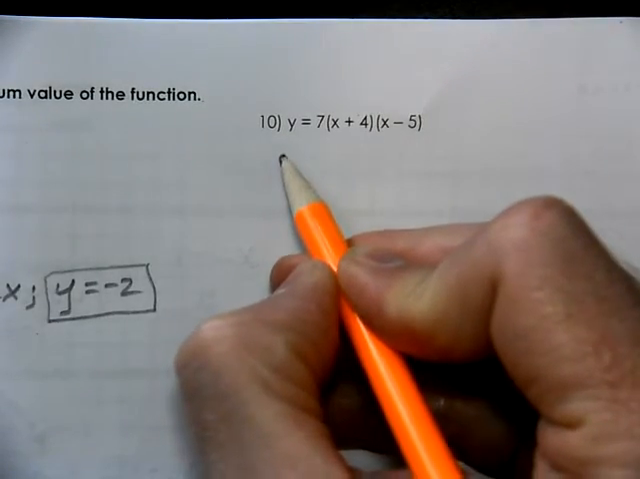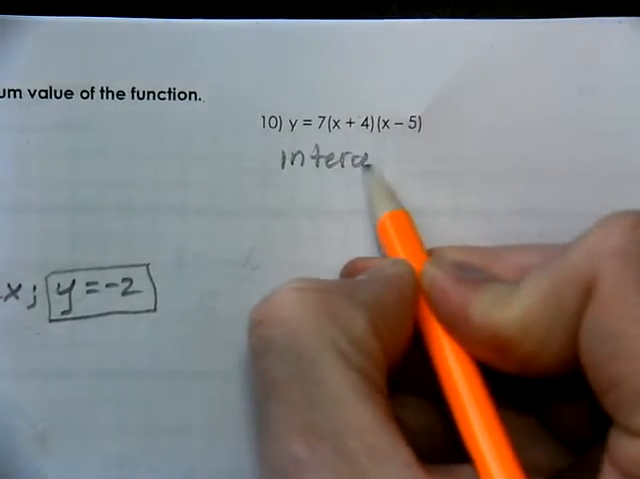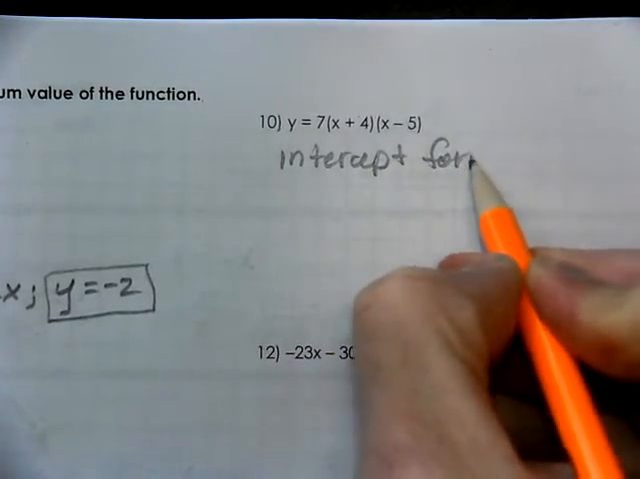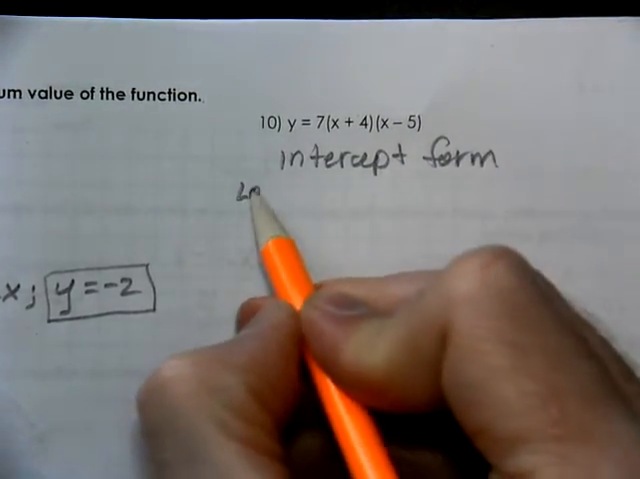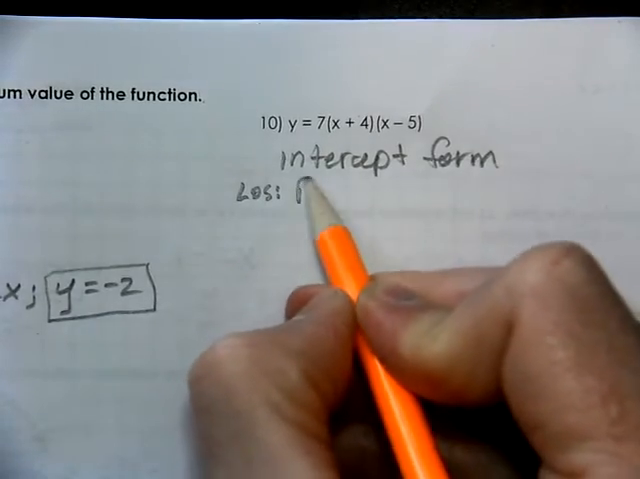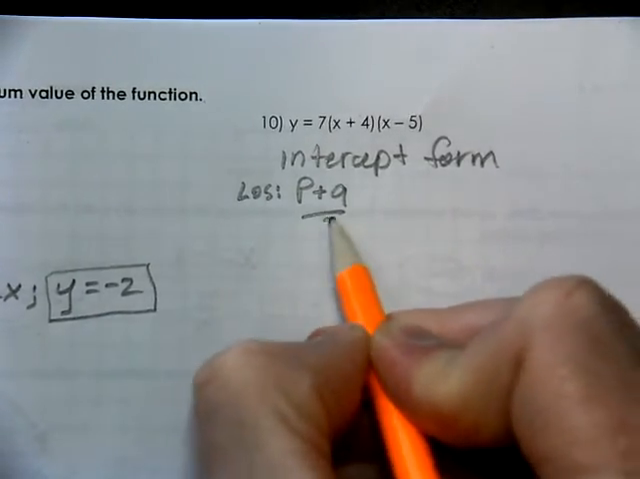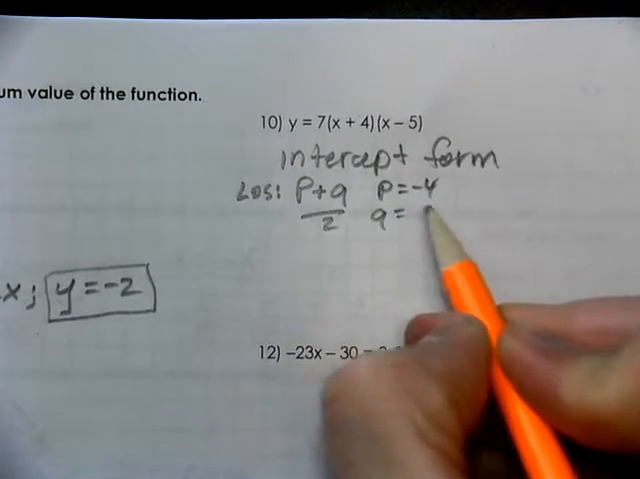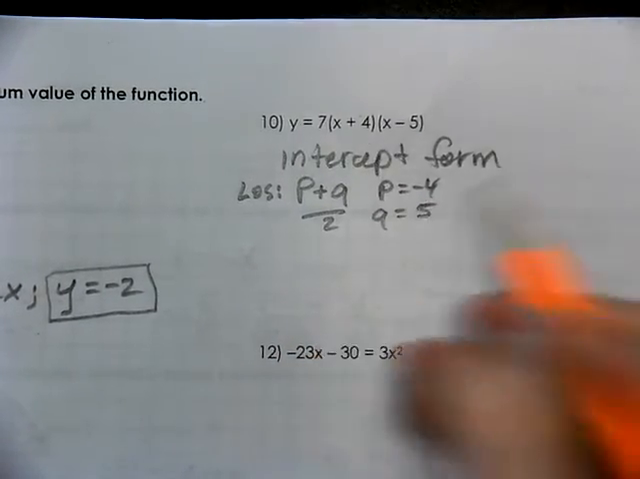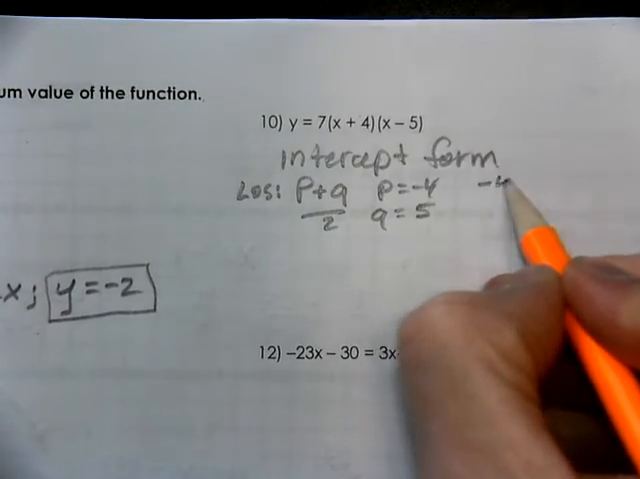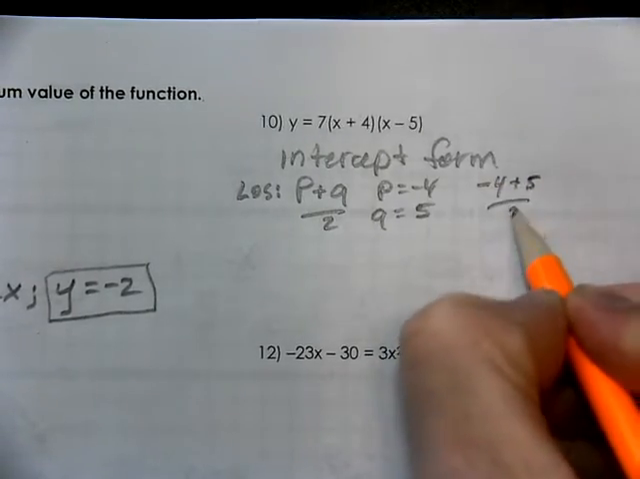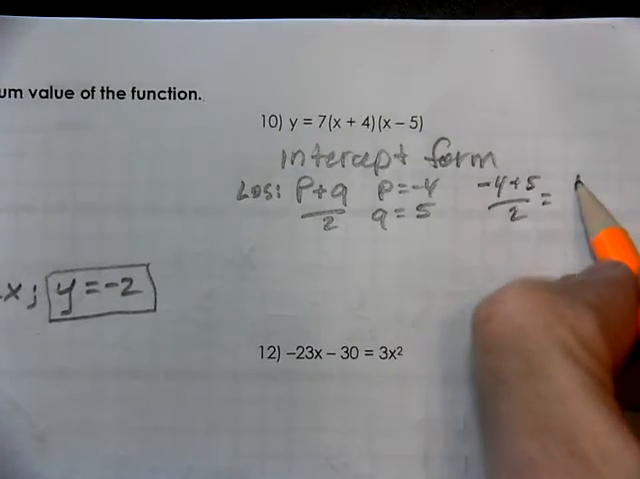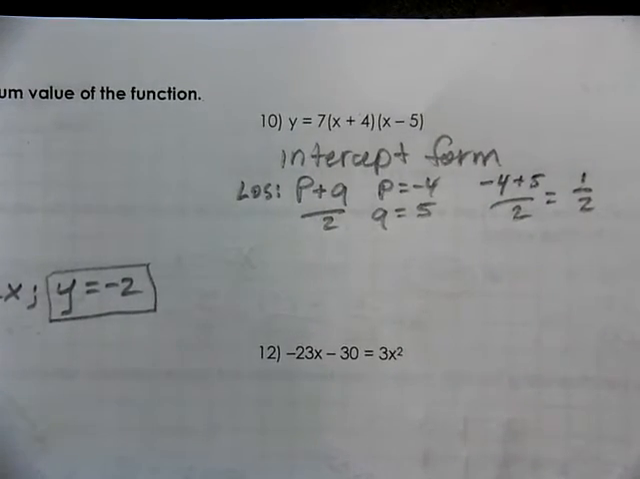This is in intercept form. So first we have to figure out the line of symmetry. To do that we have to do our p plus q divided by 2. Our p equals negative 4. The q equals positive 5. So we're going to get 1/2 for our line of symmetry. It's going to make it a bit sloppy.